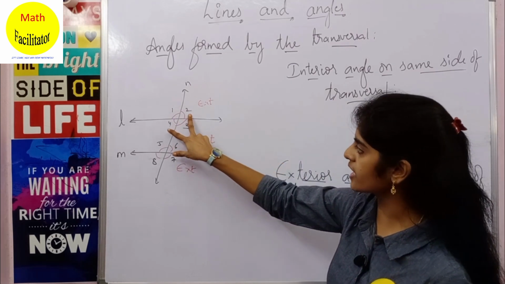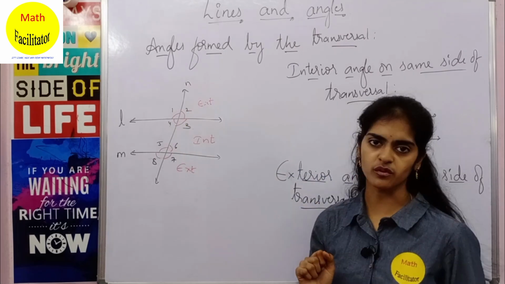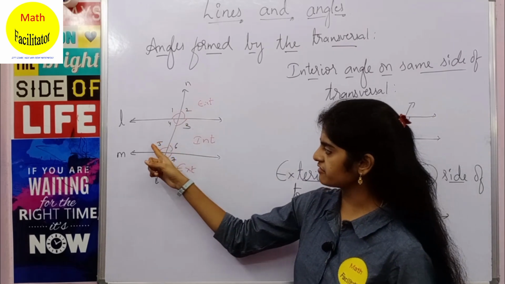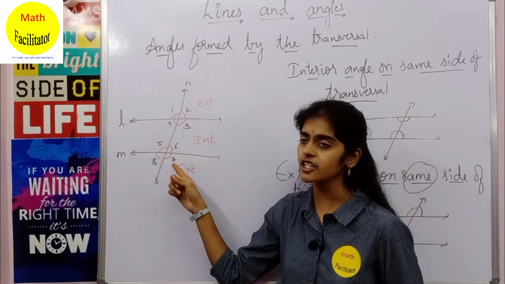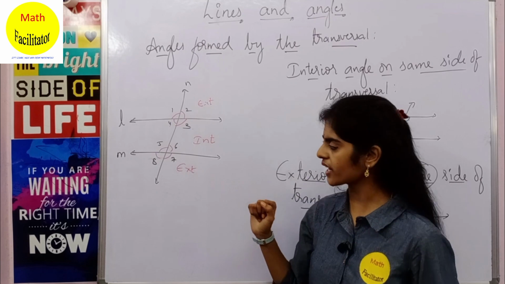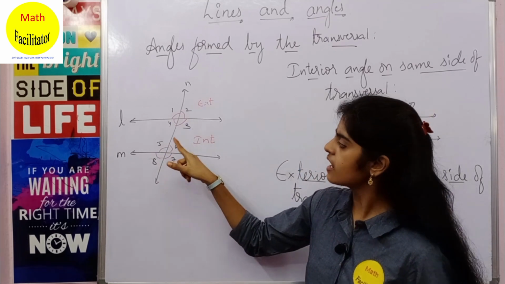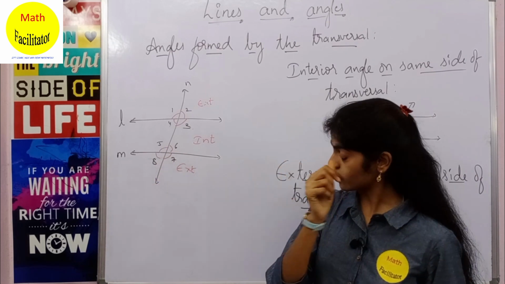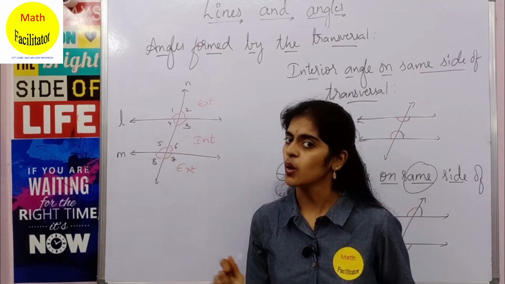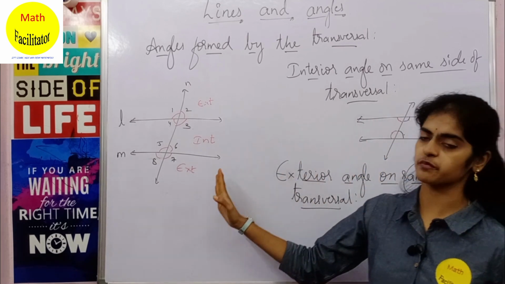Here 2 and 4 are also vertically opposite. They are opposite with reference to this vertex. And here also you can see 5 and 7. They are vertically opposite. This is the vertex and 5 is vertically opposite to 7. And 6 and 8 are also vertically opposite. This is the vertex and 6 is vertically opposite to 8. That means it is opposite to 8 with reference to this vertex. So these are the different angles formed when a transversal meets two lines.